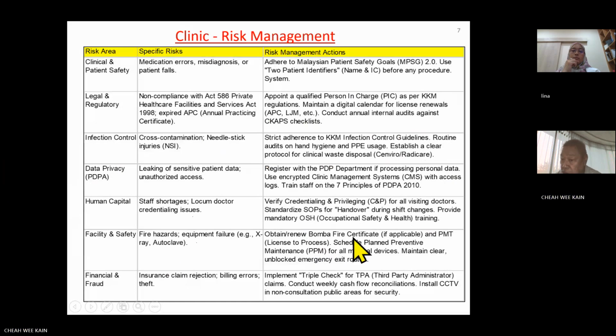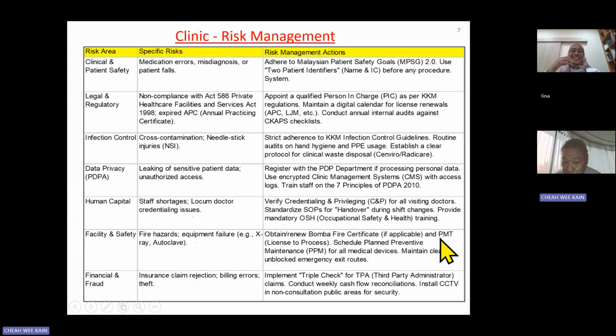This one, the Bomba will only give you a certificate if the red one, the extinguisher, is not expired. Okay? So this business of extinguishers is a very good business. Every year they also expire. And only a few people supply them. It's a very good business. I think you should consider opening this business.